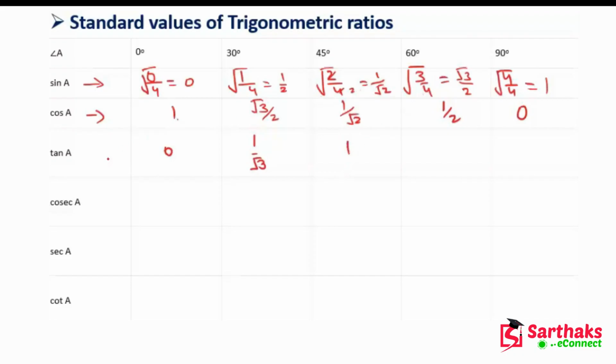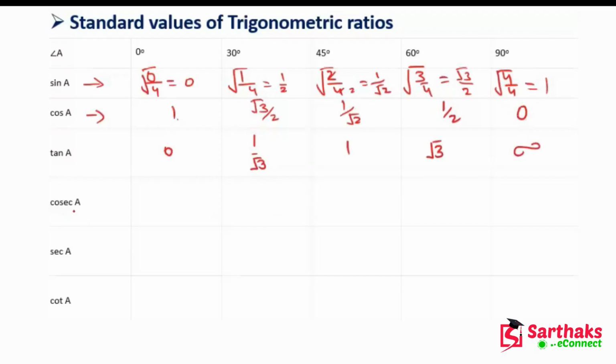And if we want to find the value of tan 60, this is root 3 upon 2 divided by 1 upon 2. So this is root 3. I hope you get this point. And tan 90 is what? 1 upon 0. So this is infinity.